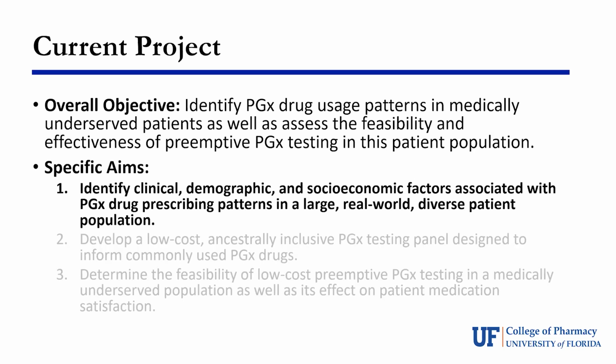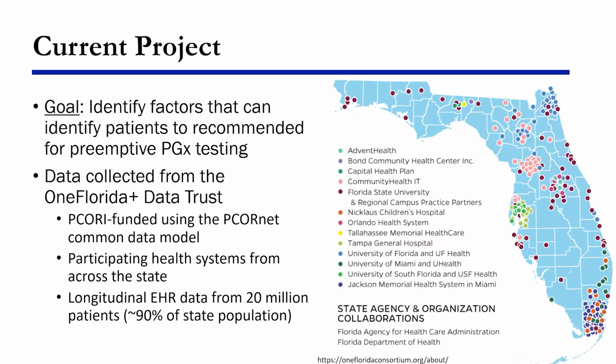And so really what we're going to talk about is our work in aim 1. The goal was to identify factors that can identify patients to recommend for preemptive PGX testing. As I mentioned at the top of the talk, our goal is to derive data that can inform our clinical implementation efforts. And so what we used as our data source was the One Florida Data Trust, which is part of the One Florida Clinical Research Consortium.